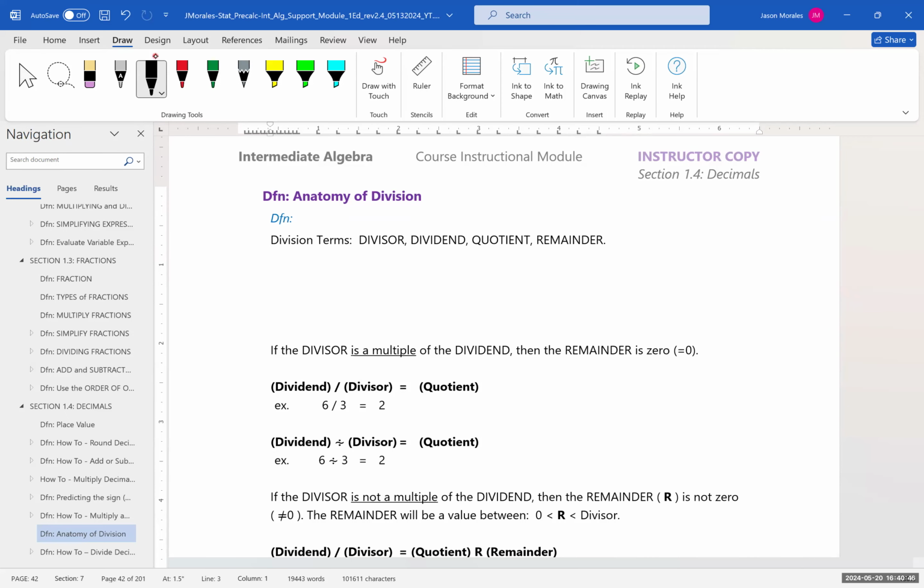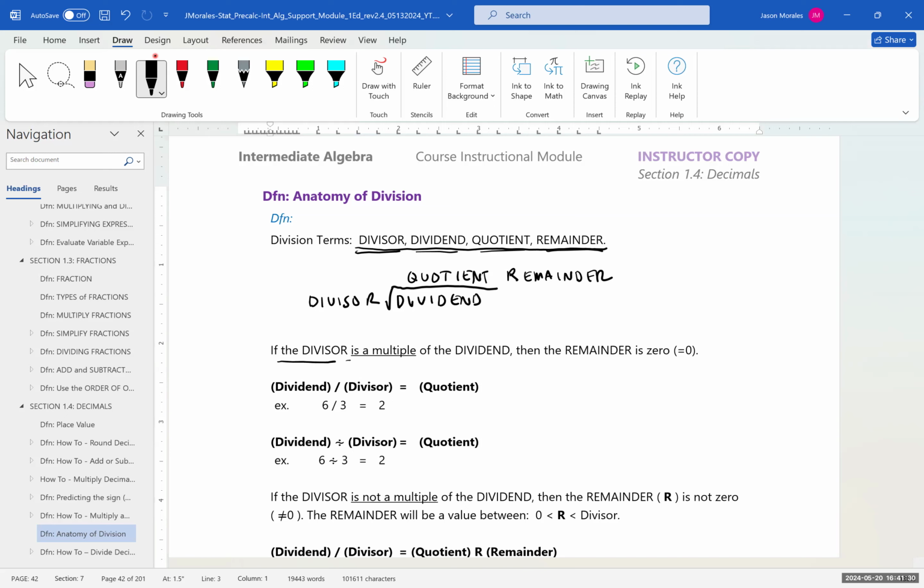All right, next let's look at the definition of division and the anatomy of division. So there are four basic terms when it comes to division of numbers: divisor, dividend, quotient, and remainder. The dividend will be divided by the divisor, and the result will be the quotient, and there may or may not be a remainder.